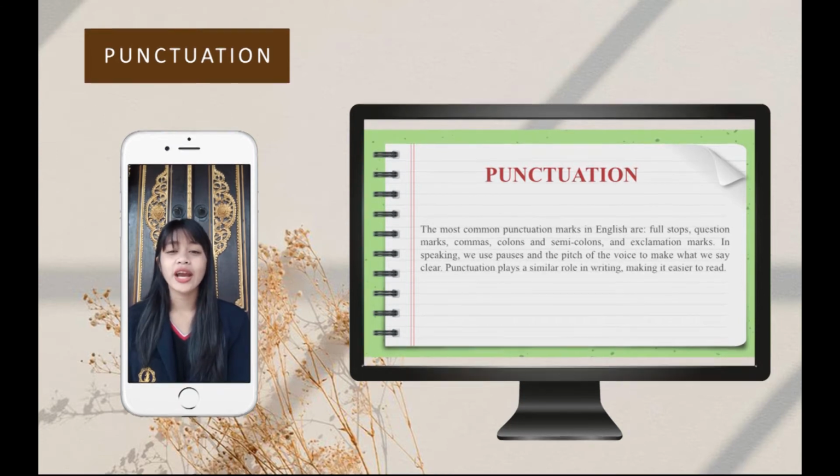Punctuation. I bet you guys are familiar with this material. Punctuation plays an important role in writing. The most common punctuation marks in English are full stop, question mark, comma, colon and semicolon, and exclamation mark. In speaking, we use pauses and the pitch of the voice to make what we say clear. Punctuation plays a similar role in writing, making it easier to read. So then, let's move to the first punctuation.